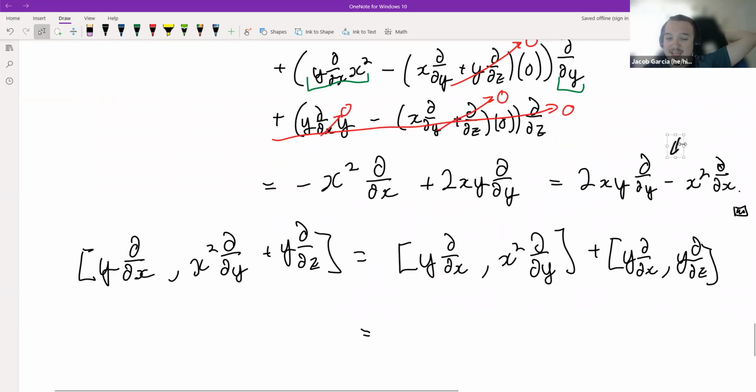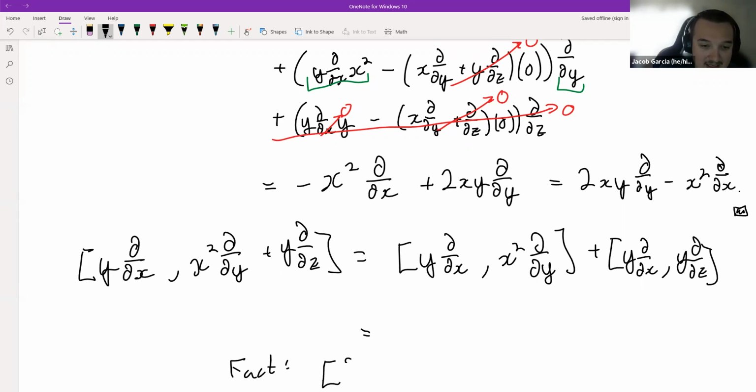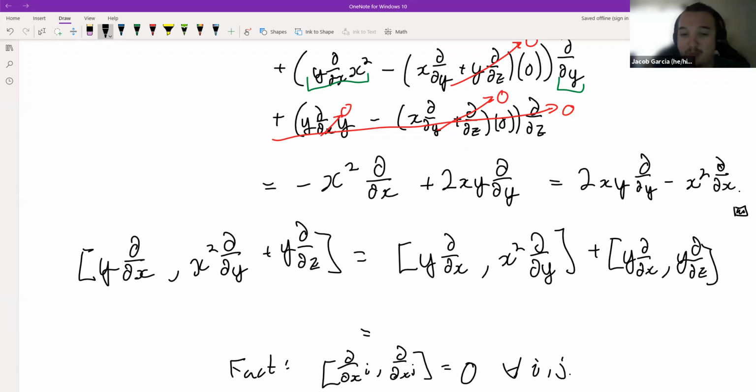But there is a fun way of using the linear property of these Lie brackets and breaking down some of the nice properties they have. You use the fact that the bracket of dxi and dxj is equal to 0 for all i and j. So you use these properties, break apart these Lie brackets, factor out stuff, and eventually get this.